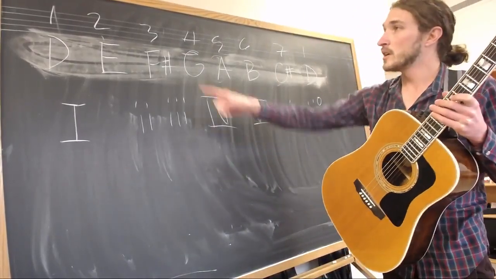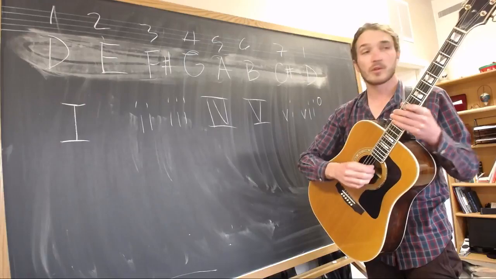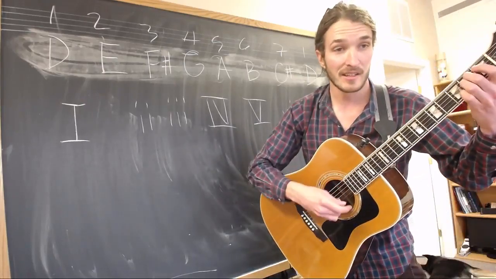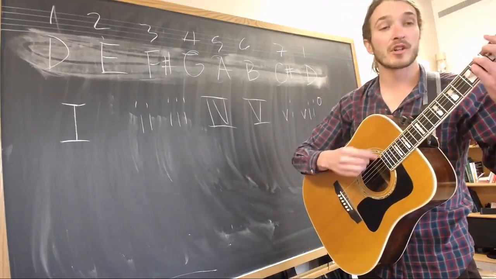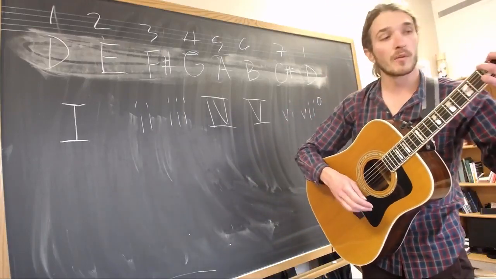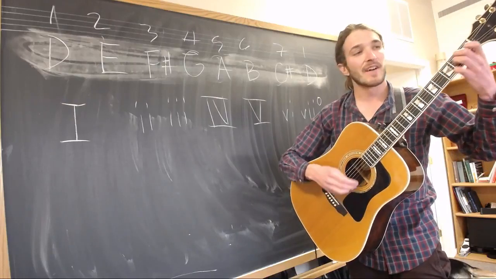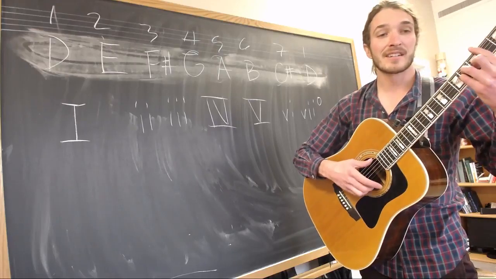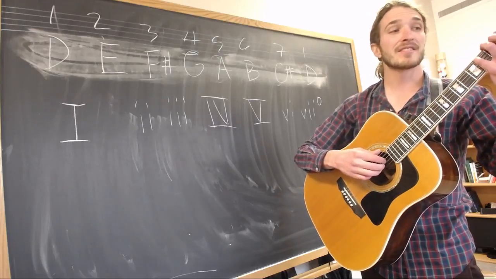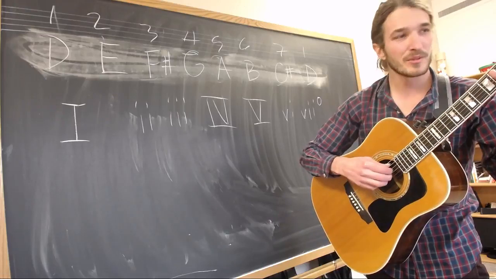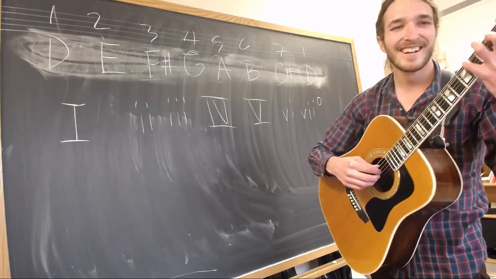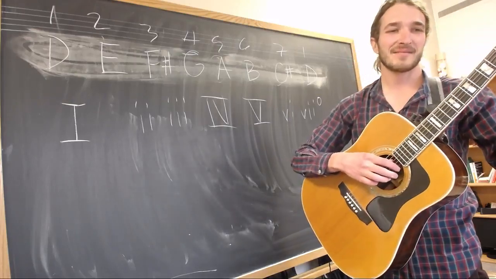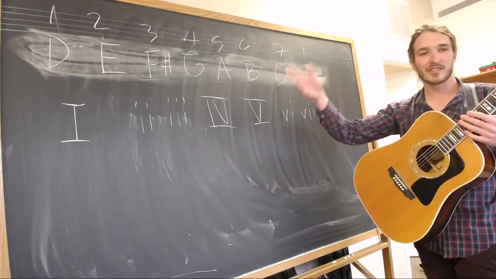So if we go through these, of course we're going to get 1 being D major, 2 being E minor, 3 being F sharp minor, 4 being G major, 5 being A major, and then 6 is B minor, 7 we have C sharp diminished, oopsies, I hit the open D there, and then we get D major after that.